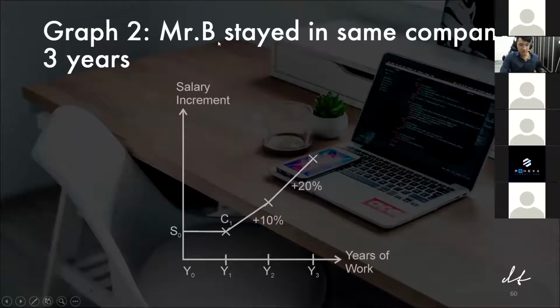So another friend of mine, Mr. B, he earned 10, 20%. So these are real data I collected from my friends. I called them up and asked them about it. They were very willing to share the percentage amount, how much increment they get from the companies. So this is pretty good.